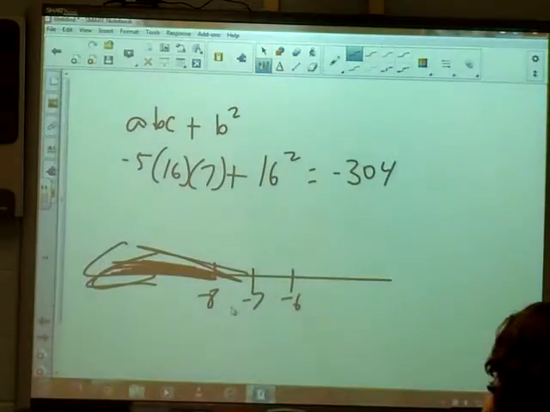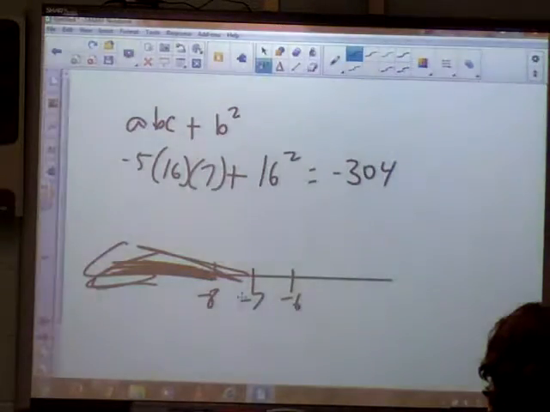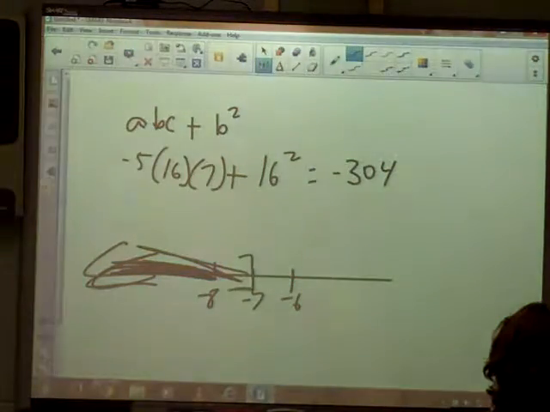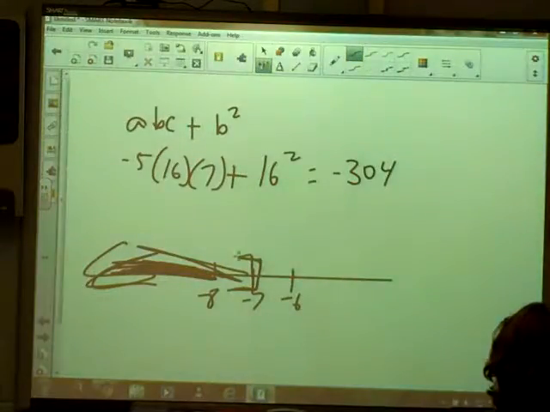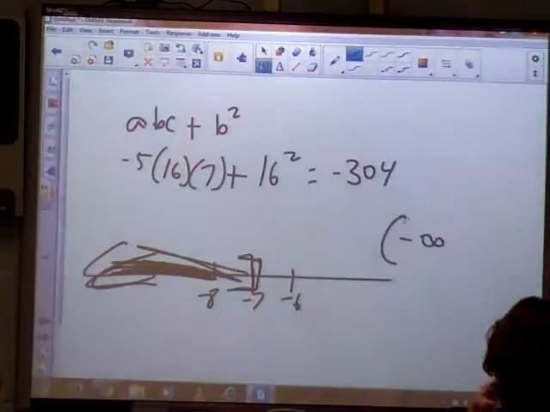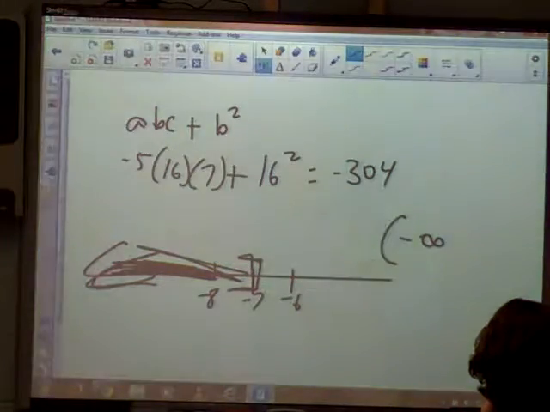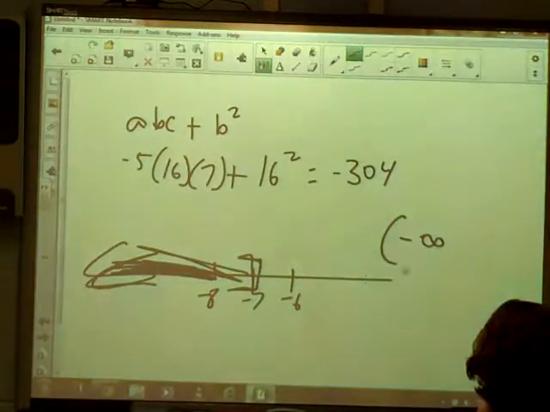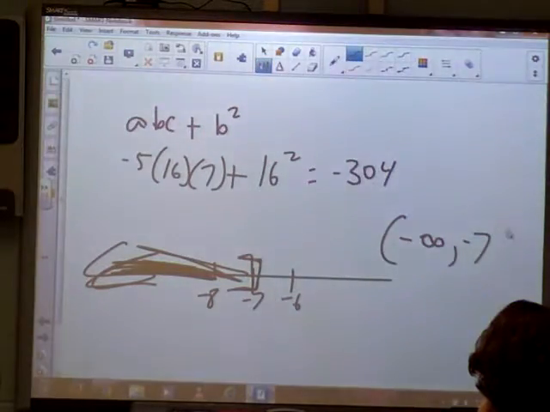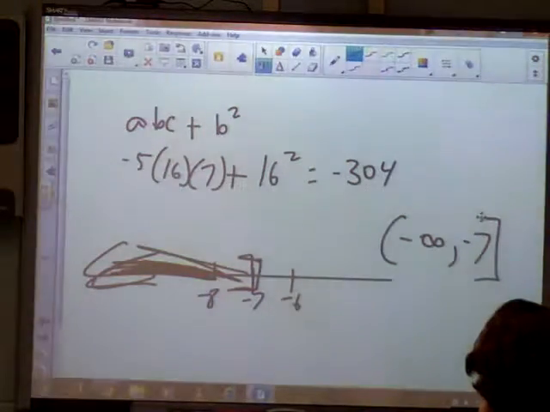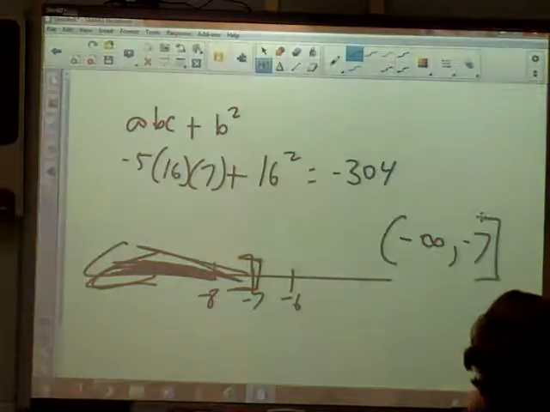On negative 7, it said less than or equal to, so does that get a bracket or a parentheses? Bracket. Now to write that in interval notation, it's going to the left forever, which would be negative infinity. Infinities always get a parentheses. Remember, you can't touch it. Comma, negative 7, and on negative 7 we put a bracket. So that would be your interval notation, which is C.